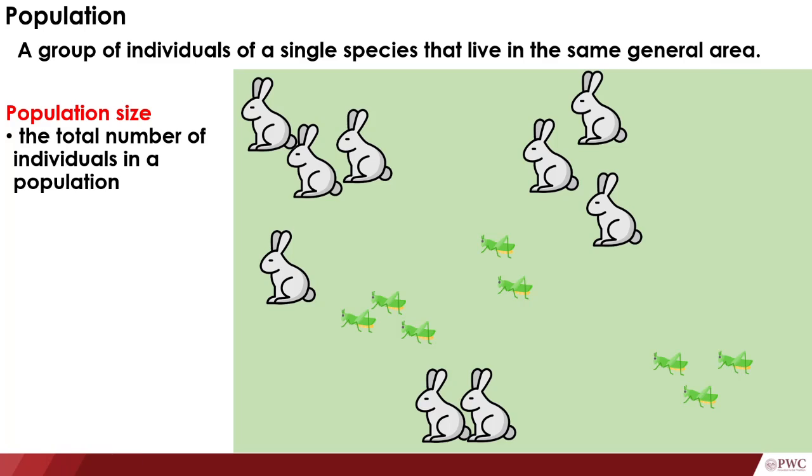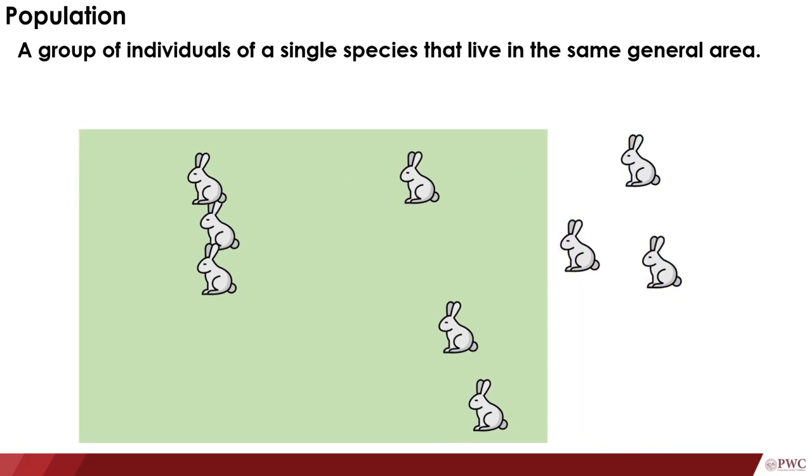How about the population size of the grasshoppers? We have 1, 2, 3, 4, 5, 6, 7, 8. Here we have 8 grasshoppers. That's the population size of grasshoppers in this case.